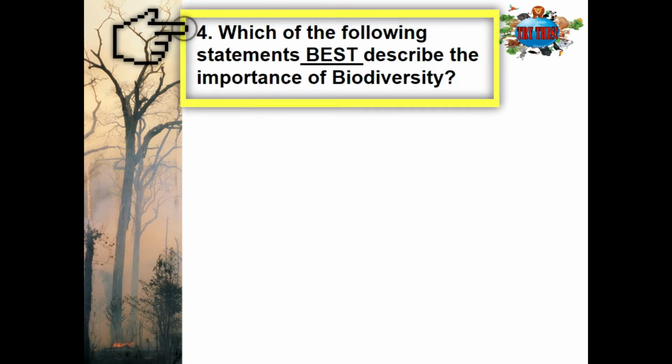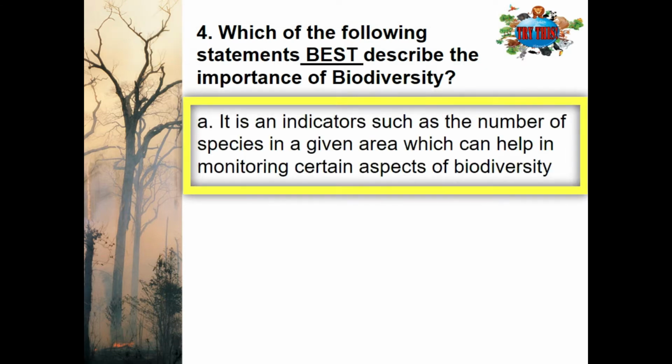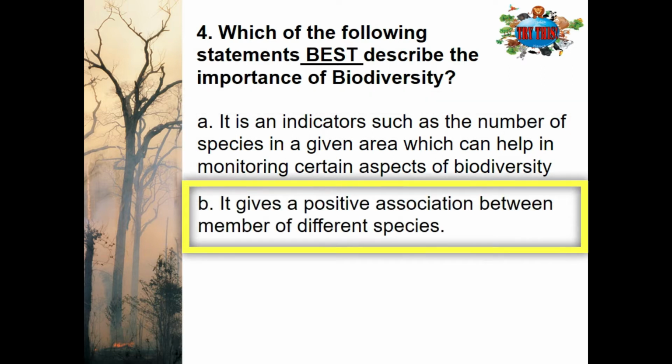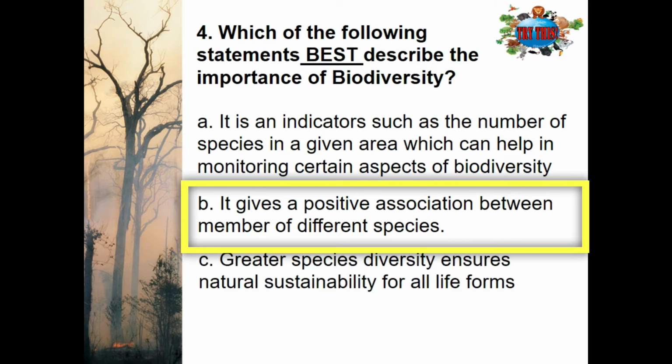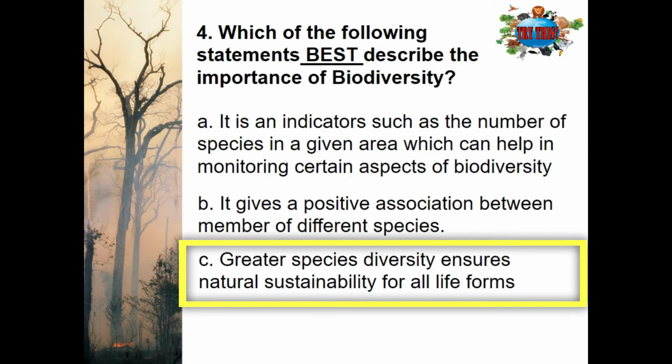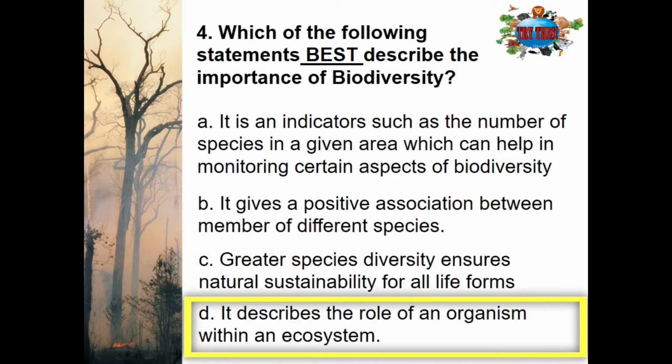Number 4. Which of the following statements best describes the importance of biodiversity? A. It is an indicator such as the number of species in a given area which can help in monitoring certain aspects of biodiversity. B. It gives a positive association between members of different species. C. Greater species diversity ensures natural sustainability for all life forms. D. It describes the role of an organism within an ecosystem.